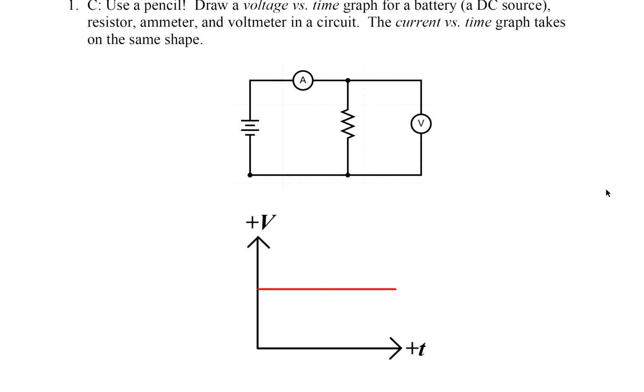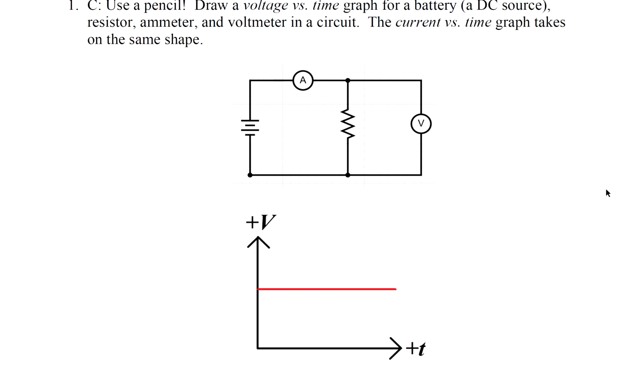Question 6, draw a voltage versus time graph for full wave rectification. The current versus time graph takes on the same shape. So now we have full wave rectification. You see the voltage starts from 0, it increases to a maximum, goes down to 0. Then it doesn't switch direction. It increases to a maximum, then it goes down to 0. And that's 1 revolution, or 2 pi. So the same graph is current versus time.